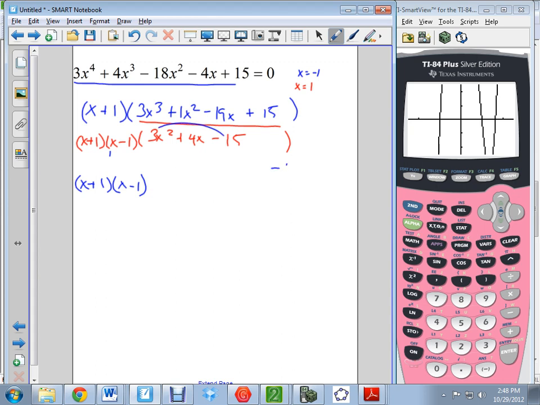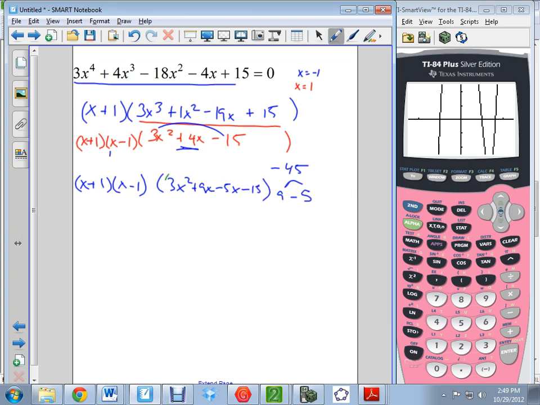3 times -15 is -45. All right, -45. It's not that hard to make numbers. We say 9 and 5. 9 times 5 is 45. One of them has to be negative. In this case, it should be the 5 that's negative, because we're trying to make a +4. So we're going to write that as a grouping problem. That is 3x squared plus 9x minus 5x minus 15. And we're going to group that stuff.